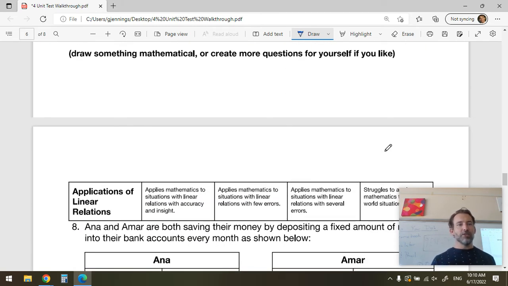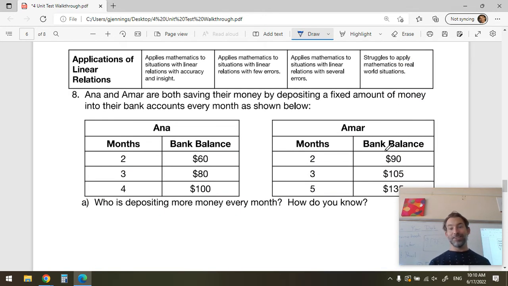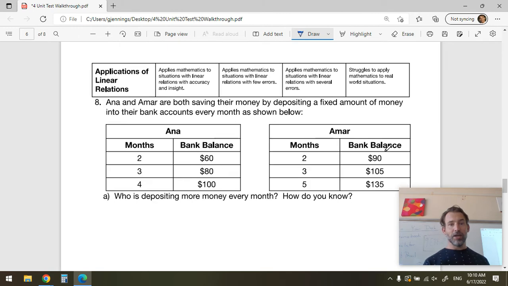Drawing something mathematical here, several people did that, and it was fun. So thank you for doing that.